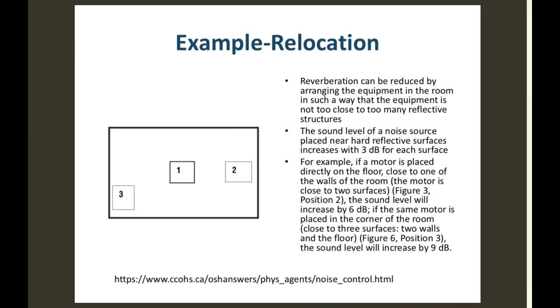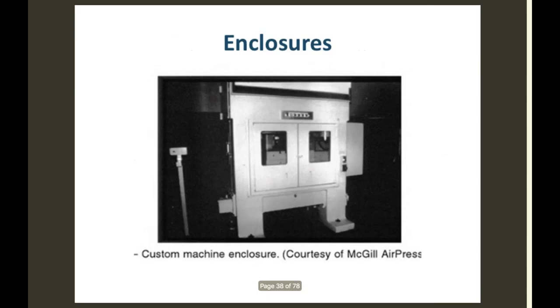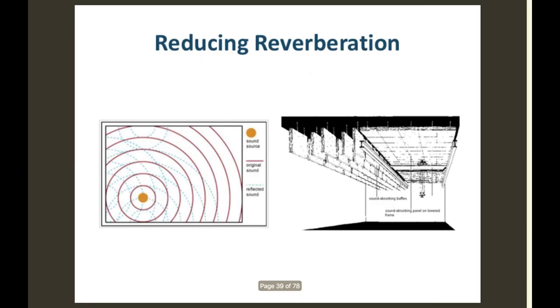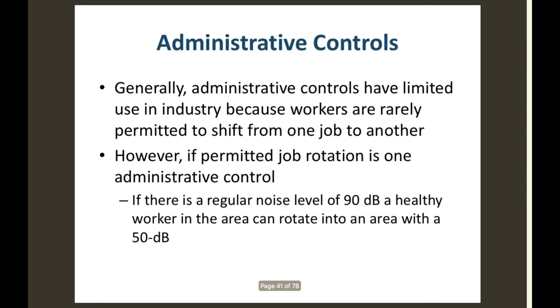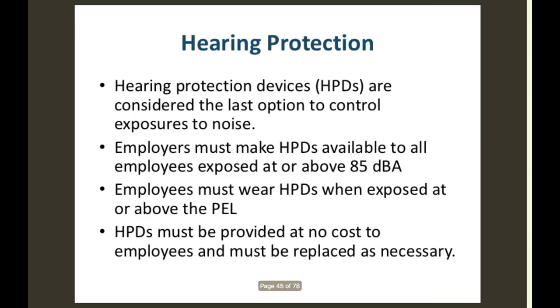Okay, we remember this formula. Okay, noise pathway. Okay, there's an enclosure. And let me see what else we have that's interesting here. Various kinds of materials for dampening sound, ceiling tiles, baffles. Yeah, there you go. Okay, administrative controls. Rotating workers. We've discussed a lot of this stuff. This just came back. It's a repeat.